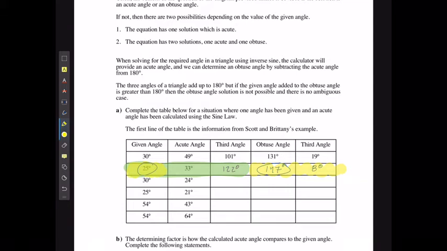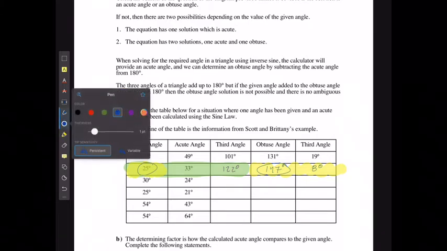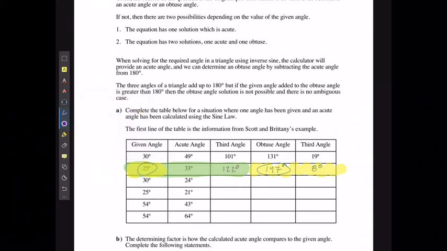We can do the same thing for the next examples. I'm going to say that the missing one for this one is going to be 126 if I use the first two, and there's one possibility. For the next one, it's going to be 134. For the next one, it's going to be 83 degrees. And for the last one, it's going to be 62 degrees.